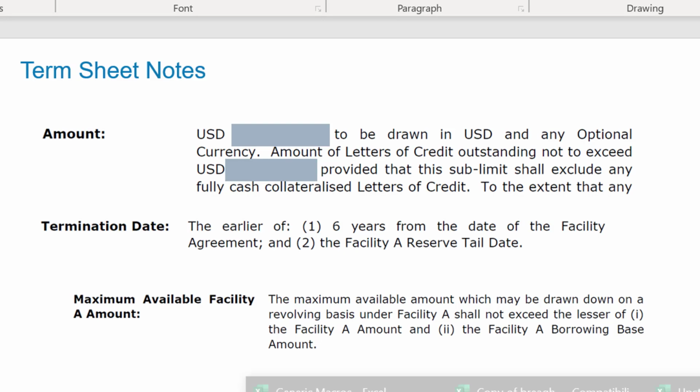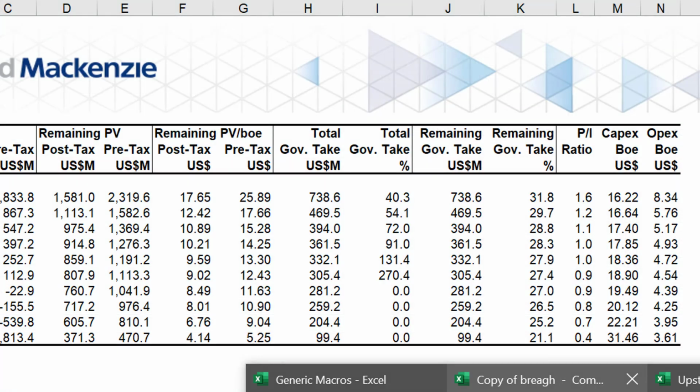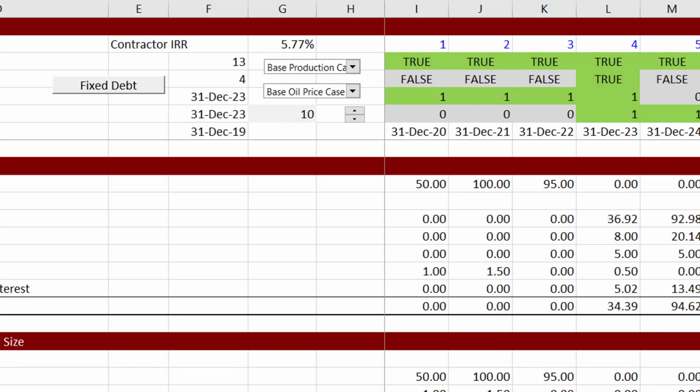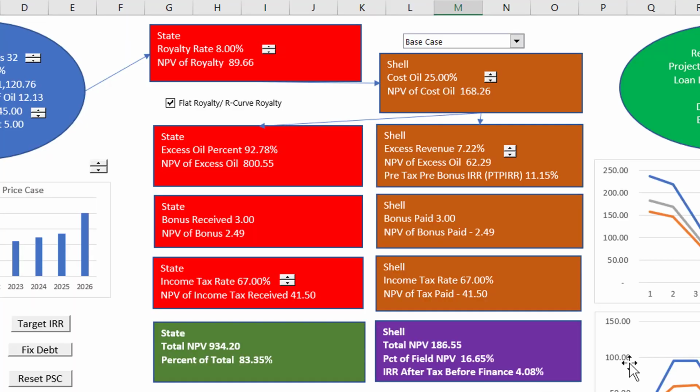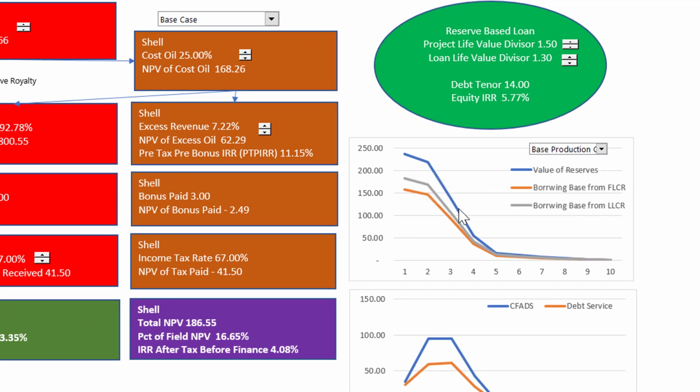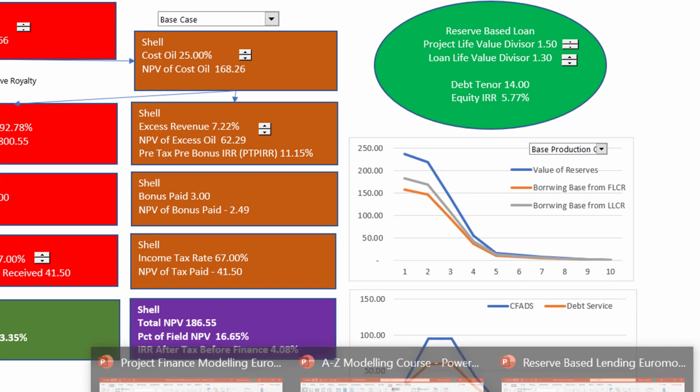So in our model, if we go to the diagram page, this is the reserves, and this is the net present value of the reserves, and the loan follows the net present value, and the repayment of the loan as you go down, down, down here is driven by the production of the oil or the natural gas.